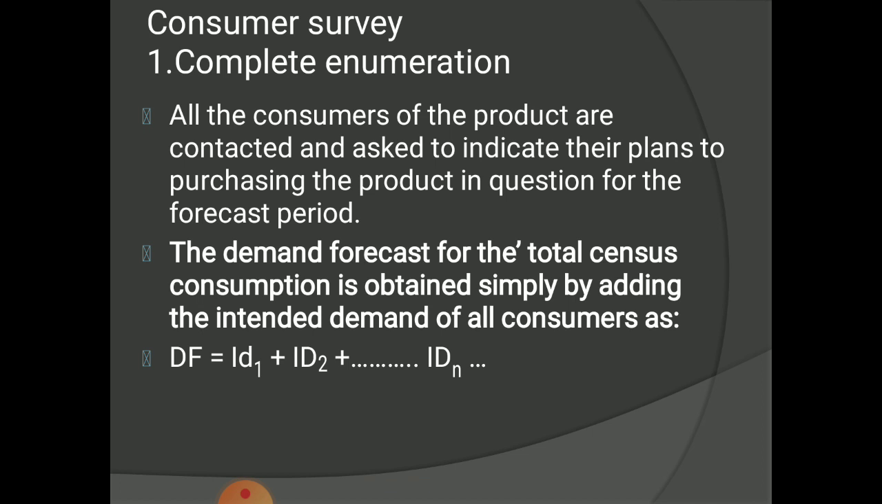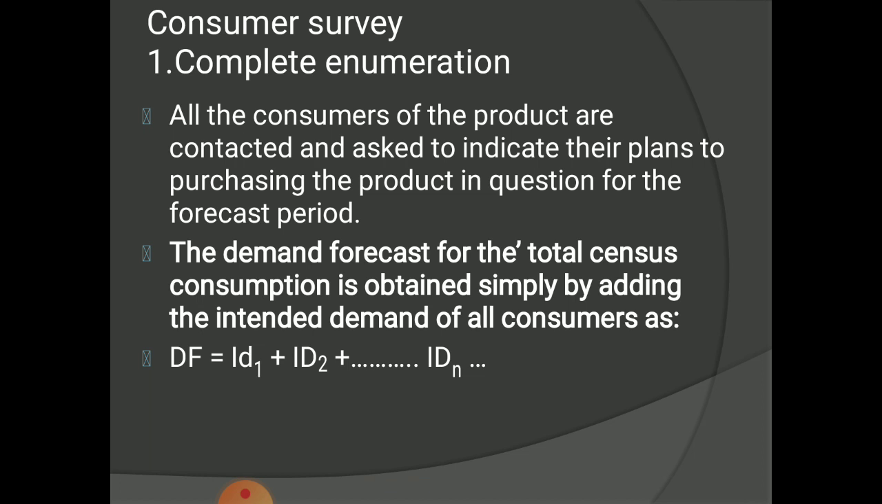The name itself suggests what complete enumeration means. Complete means total. Enumeration means counting the numbers. When you are counting the total consumption of your total consumers, then it is known as the complete enumeration method. If you want to have a better idea about complete enumeration, you can take the example of the census calculation of India. You know how our population is counted every 10 years.